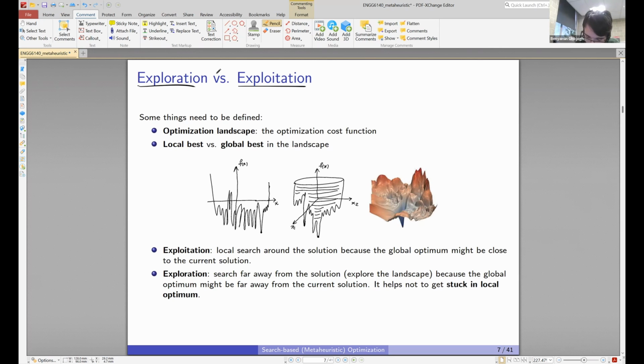Before these two, let me define these. Optimization landscape. It is the optimization cost function. As I said, you can see the cost function has valleys and mountains, which go down and up. If you want to maximize the function, you find the top of the mountains. If you want to minimize it, you find the valleys. So they usually call it optimization landscape.